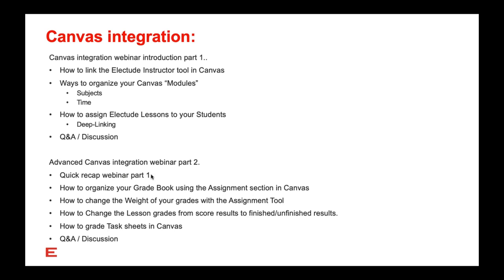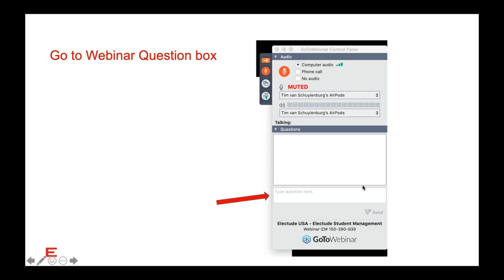I will unmute the microphones in the end. If you have any questions in between, please feel free to type them out. We'll take regular breaks to see if there are any questions, so you can always type them in the question box. At the end of the webinar, I will unmute the microphones. If you click on the red microphone and it turns green, we can hear you.